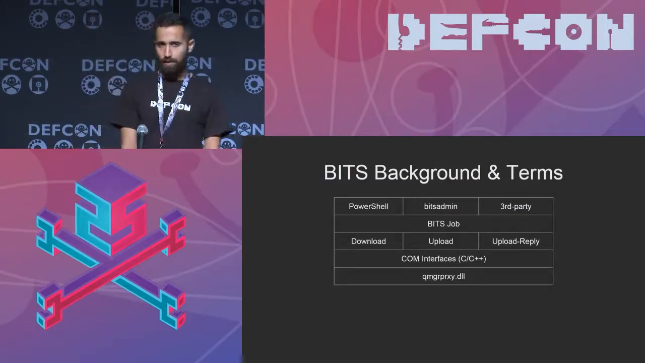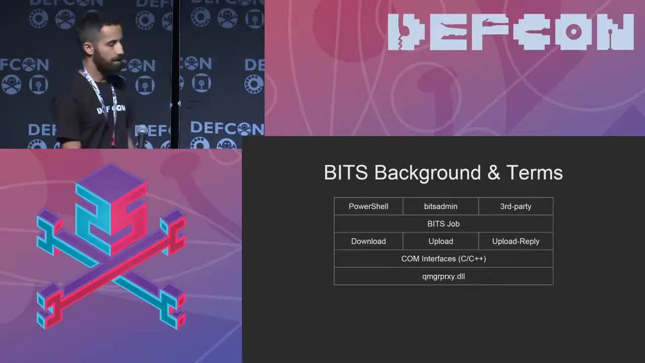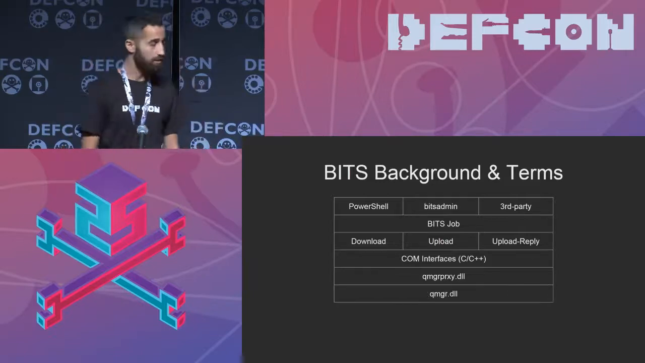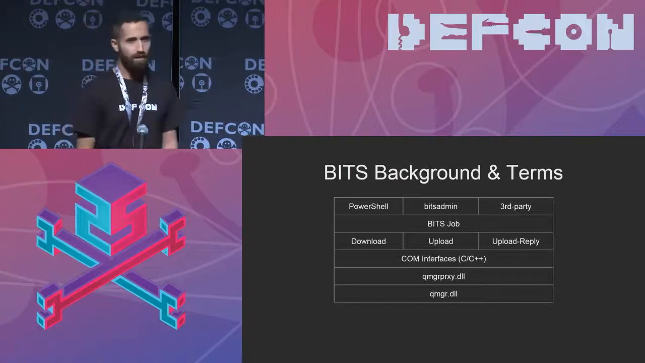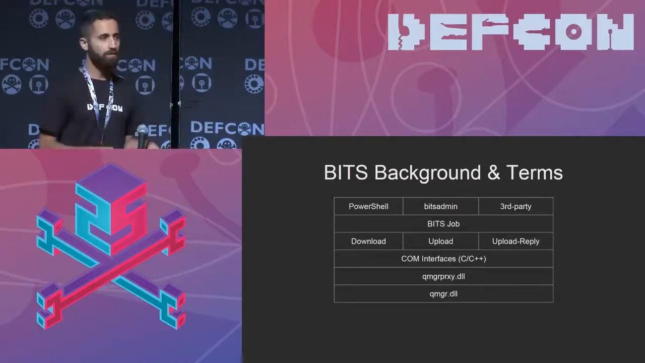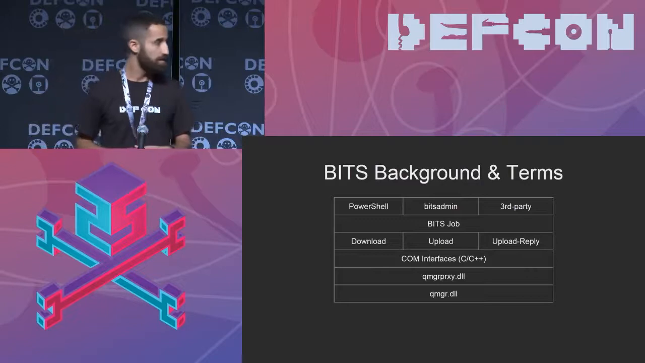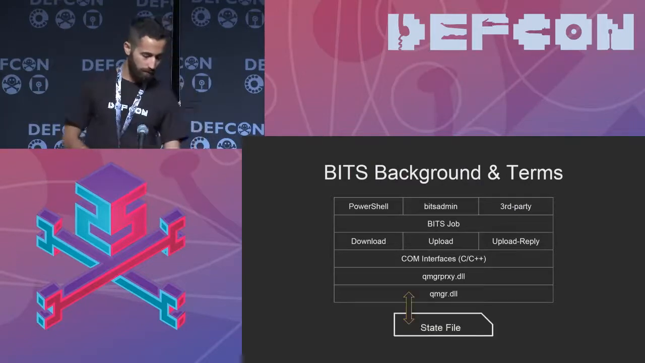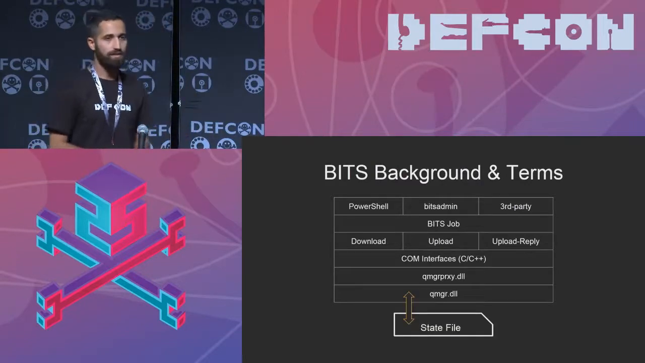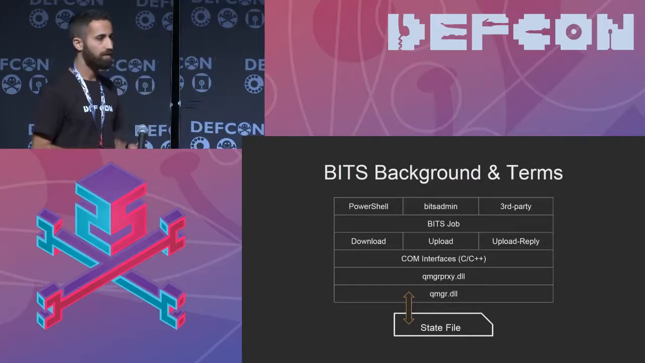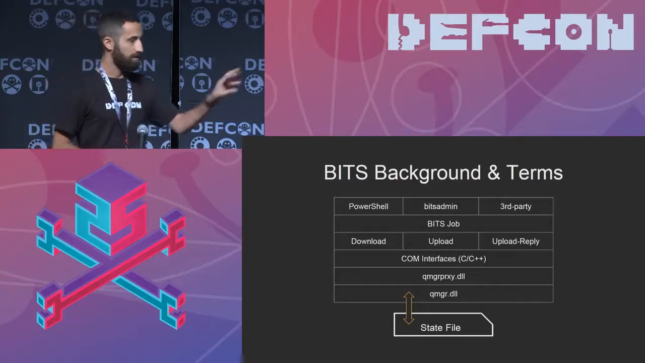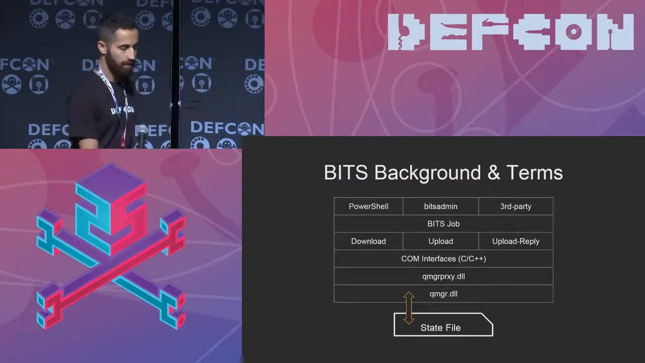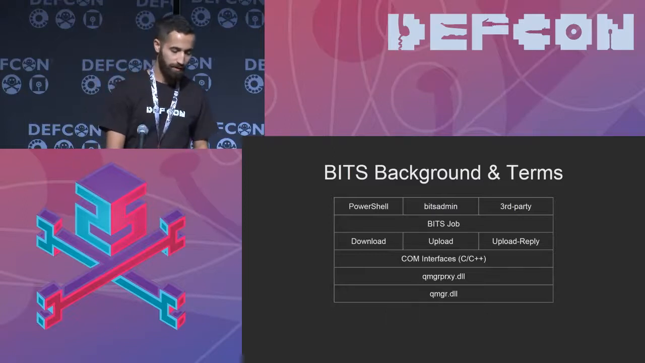They all use the COM interface, using the QMGR proxy that proxies the calls to the real implementation at QMGR DLL. It is important to understand that BITS needs to maintain and asynchronously handle all the requests and all the transfer jobs. And for doing that, BITS maintains a state file. This is just a binary representation on the hard disk of the whole queue of the jobs and the job objects themselves. This is where the attack happens. We will understand it in a few minutes.